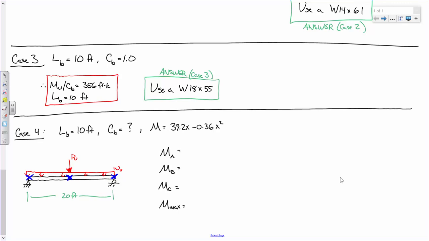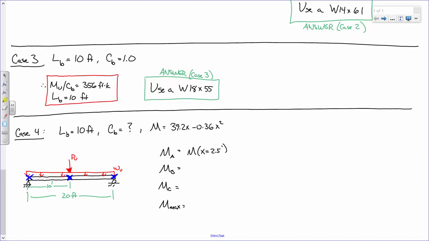Now, let's start off with MA. What value of X am I going to plug into that expression? 2.5, right? Because here's the unbraced length. So I cut it up into quarters. This is 10 feet. So 2.5, 5, 7.5, and so on. Just to be clear, this distance is 10 feet. So this is going to be M at X equals 2.5 feet.